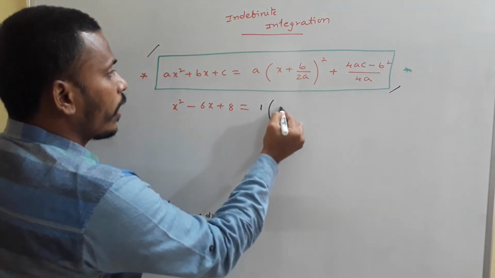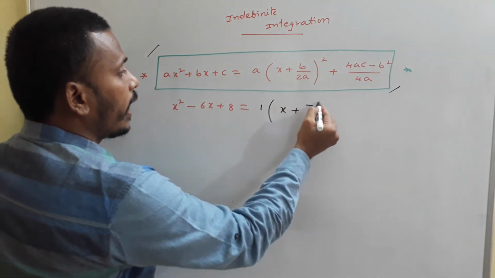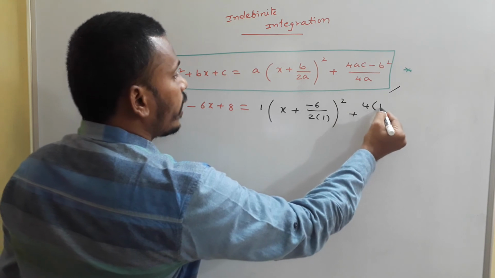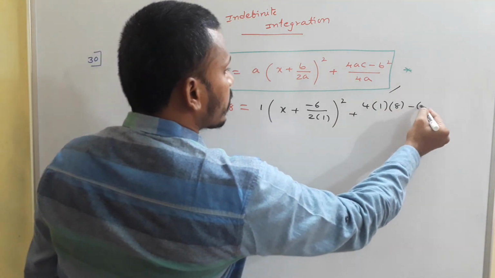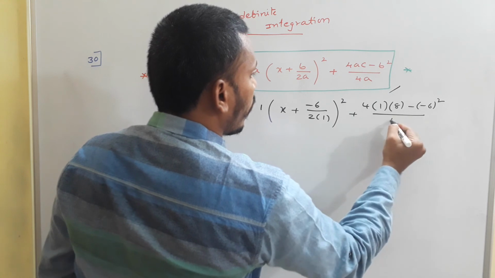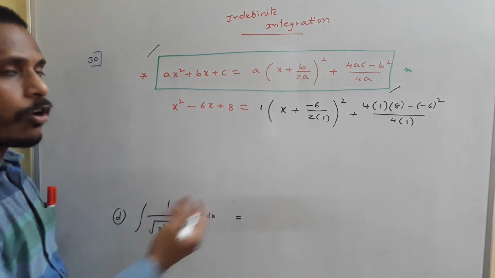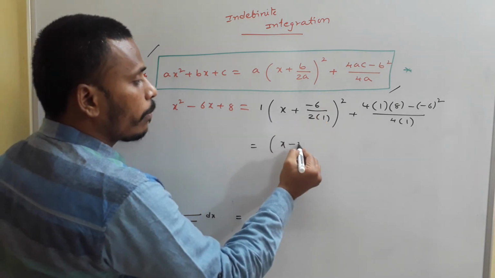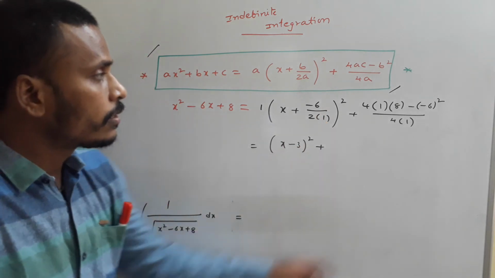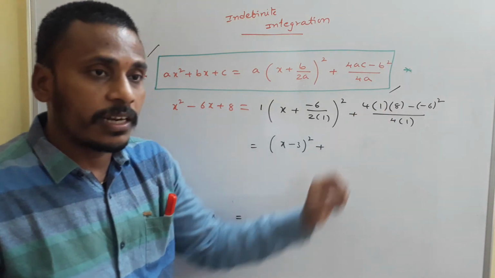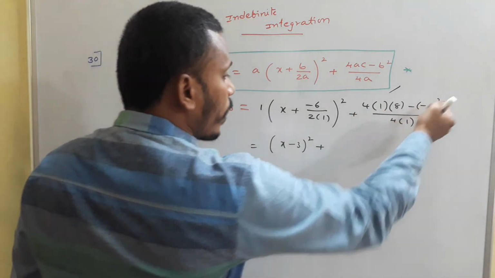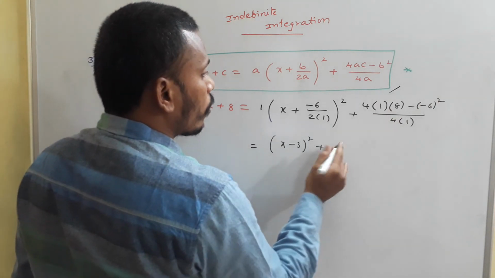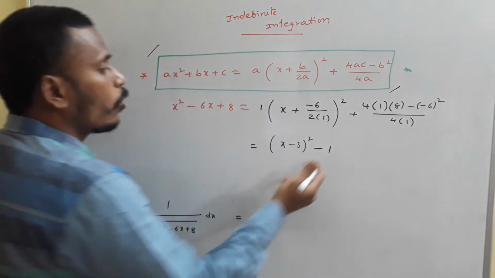So 1 into x plus b minus 6 by 2 into 1 whole square plus 4 into a is 1, c is 8 minus b square means minus 6 square divided by 4 into 1. And now if you simplify this, what will happen? This is equal to x minus 6 by 2 means minus 3 whole square plus, see what it is now, 4 8 is 32, okay, minus 6 square is 36, 32 minus 36 is minus 4, minus 4 by 4 is minus 1. So x minus 3 whole square minus 1.